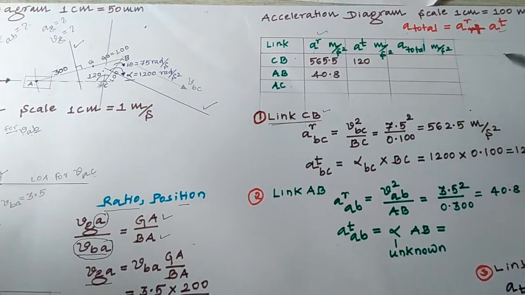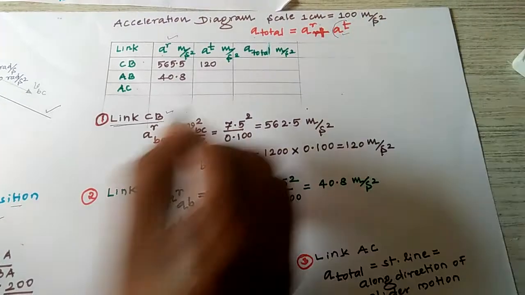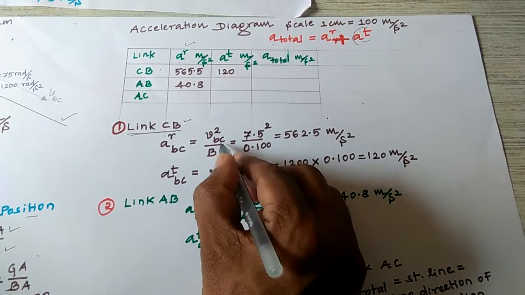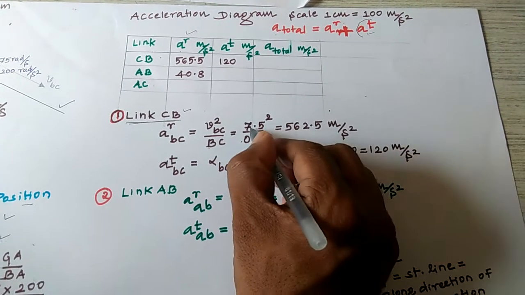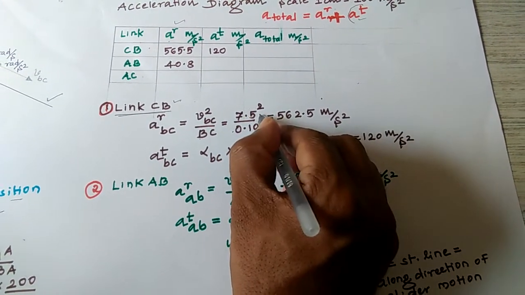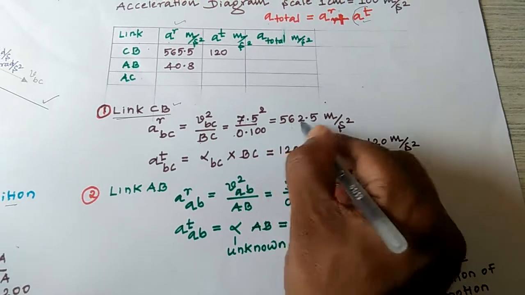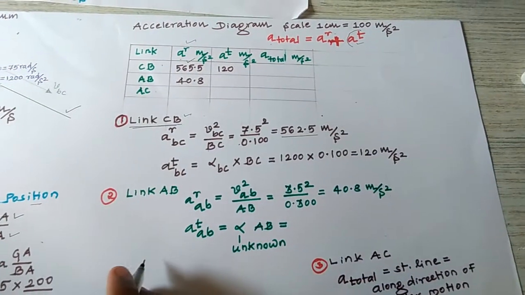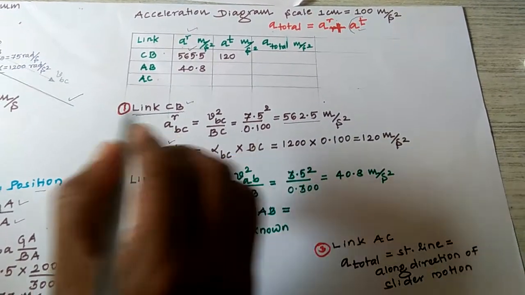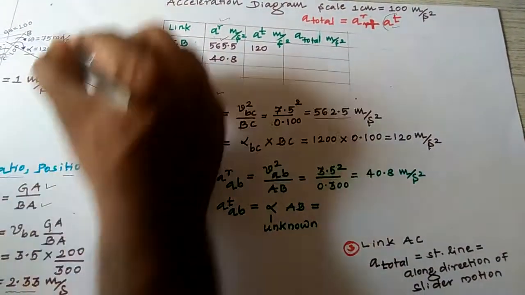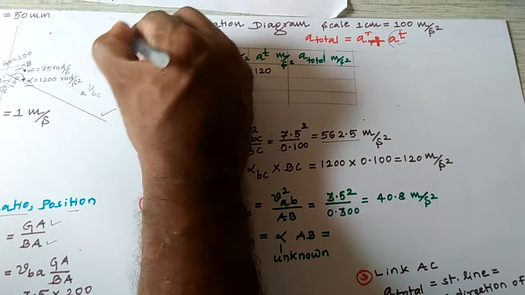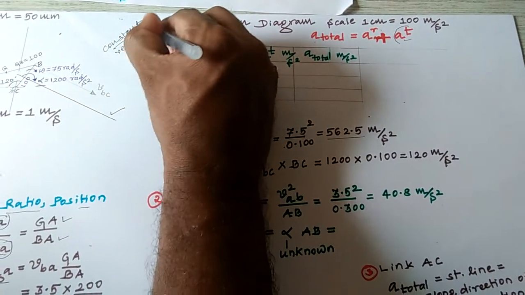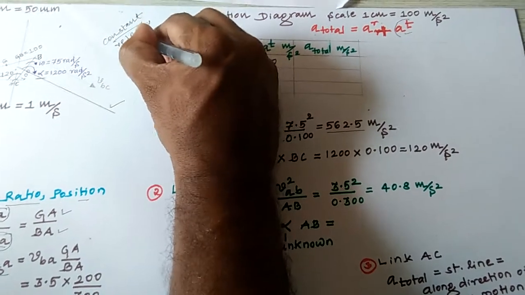You have to find the radial acceleration and the tangential acceleration in this case. First I'll go for the radial acceleration, that is V squared BC divided by length BC, that is 7.5 squared divided by length BC, it comes as 562.5 meters per second squared. You got the radial acceleration. Then you have to find the tangential acceleration, because in the previous example they were given constant velocity. In that case, with constant velocity, the tangential acceleration will not be there.